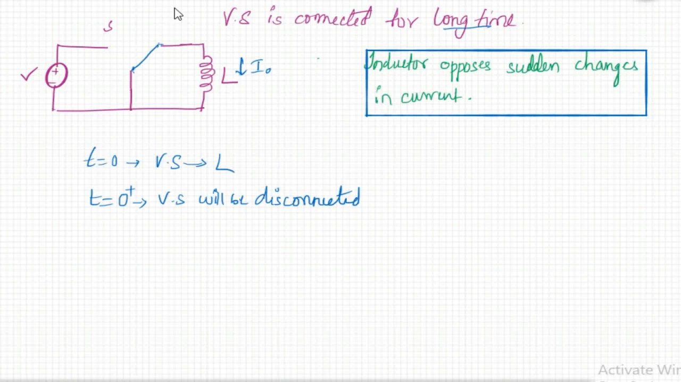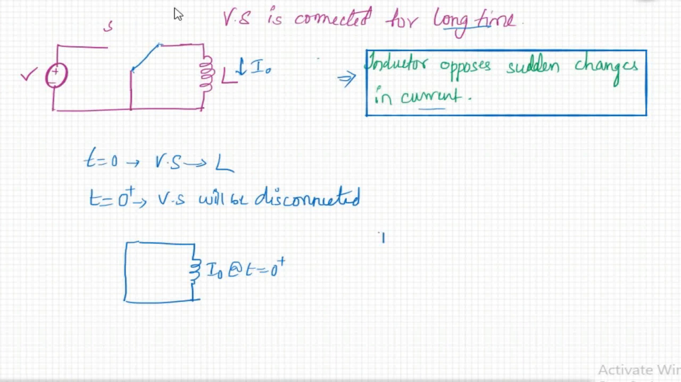Now what is happening here? The inherent property of inductor is that it doesn't allow sudden change in current. Because there is no voltage source connected to the inductor, the current has to die out, that is, current has to be 0. But because the inductor doesn't allow sudden changes in current, just removing the voltage source doesn't cause current to become 0. That means there is still some current I naught flowing through the circuit even after disconnecting the voltage source. Current is still flowing through the inductor.